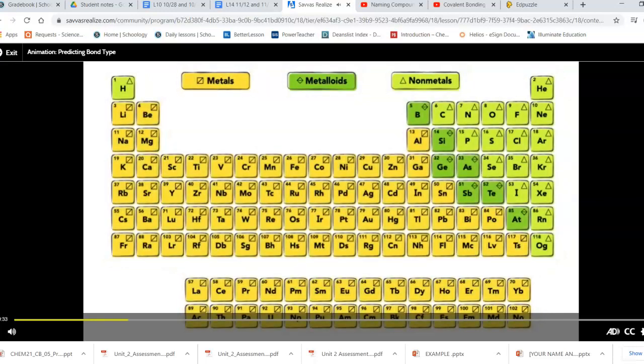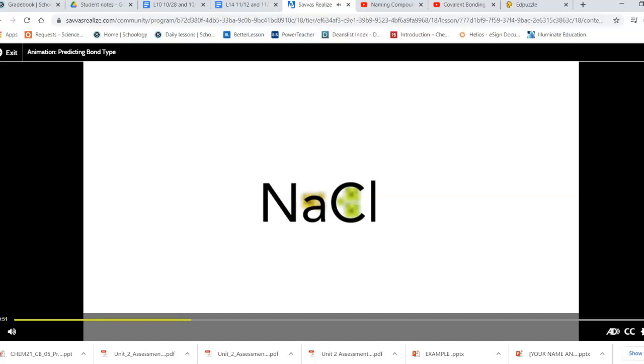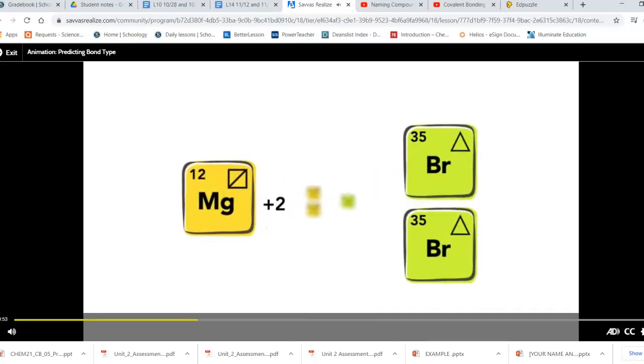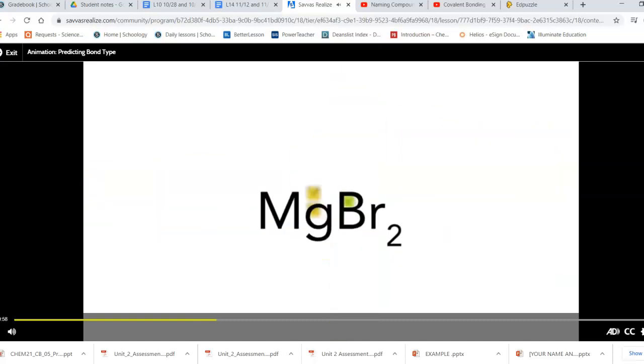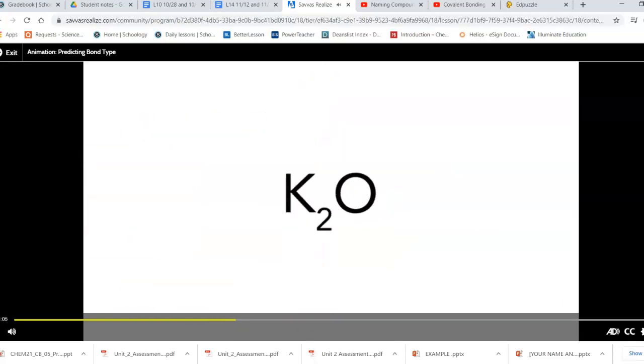The charges of ions formed by main group elements are always the same, so the formulas for ionic compounds formed from these elements can be determined using the periodic table. Sodium, +1, and chlorine, -1, form a compound with the formula NaCl. Magnesium, +2, and bromine, -1, have the formula MgBr2. And potassium, +1, and oxygen, -2, have the formula K2O.